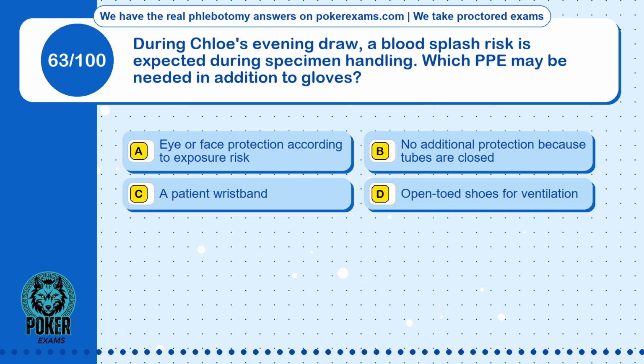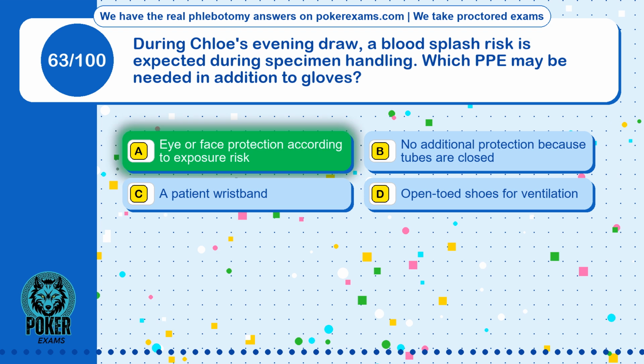Question 63. During Chloe's evening draw, a blood splash risk is expected during specimen handling. Which PPE may be needed in addition to gloves? Option A, eye or face protection according to exposure risk. Option B, no additional protection because tubes are closed. Option C, a patient wristband. Option D, open-toed shoes for ventilation. The correct answer is option A, eye or face protection according to exposure risk.